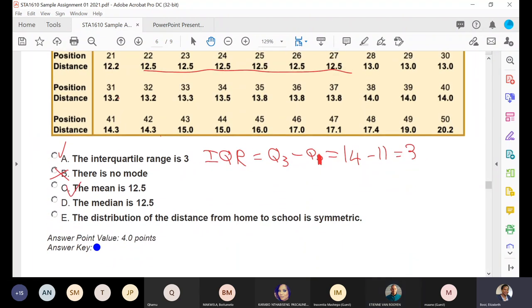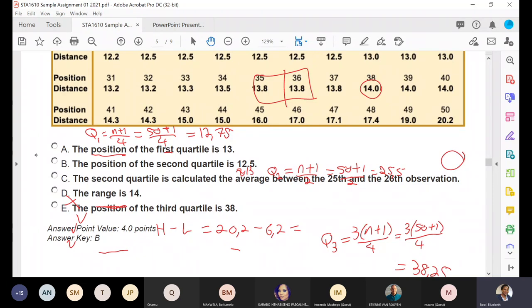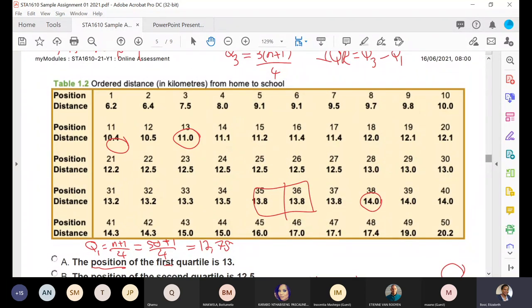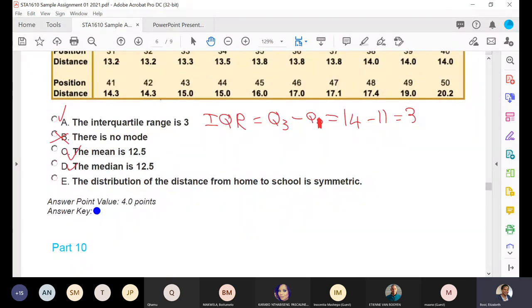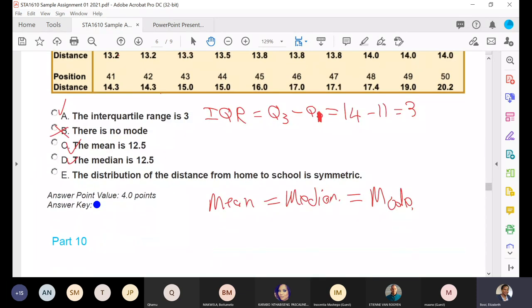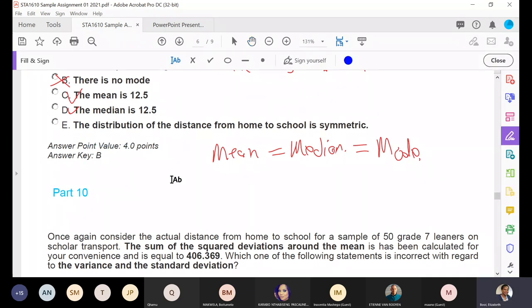The median is your Q2 value. So if we go to the question we answered, there was the position of quartile 2. We said we take the average of the two values. So we need to go to 26 and 25. If you take 12.5 plus 12.5 and divide it by 2, you still get 12.5. So the median is correct. And then it says the distribution is symmetric. The distribution will be symmetric if your mean equals your median, and sometimes even when it equals the mode. And if we look at our mode, it's also 12.5. So B should be the incorrect one.